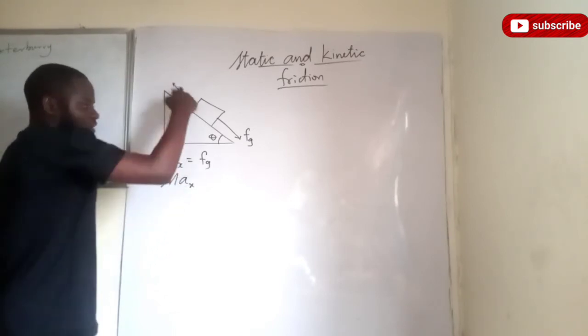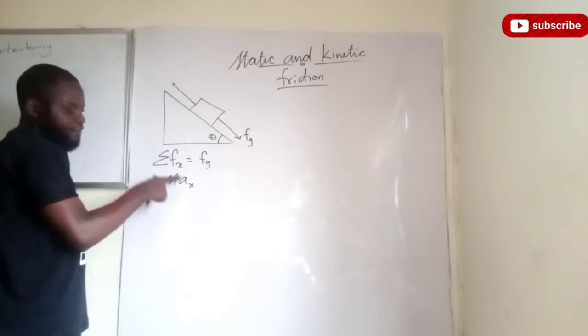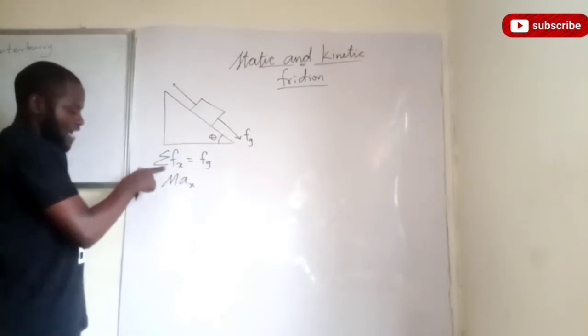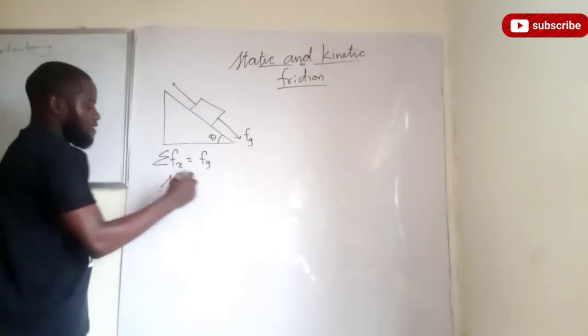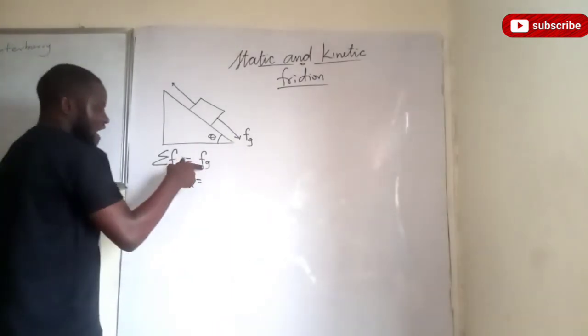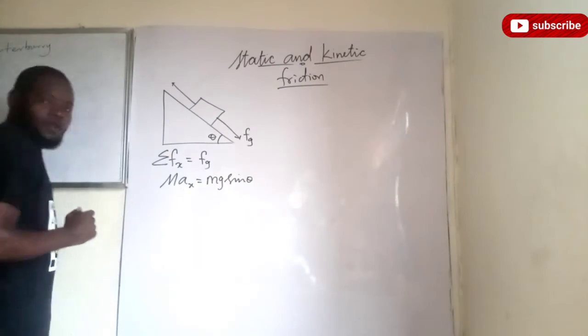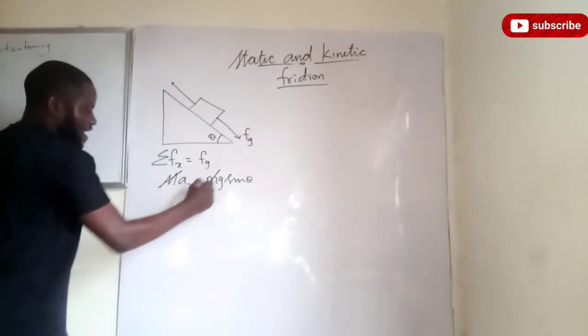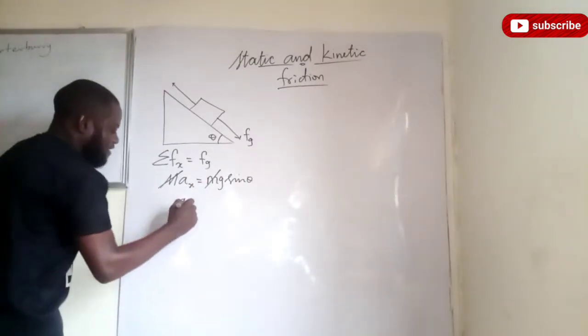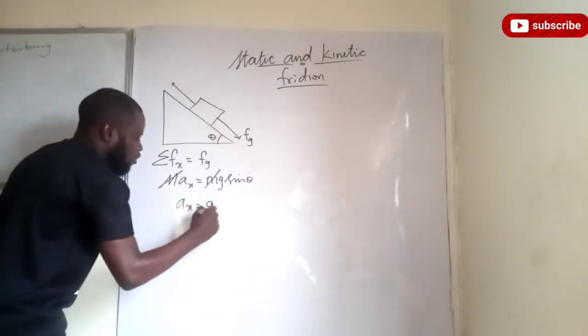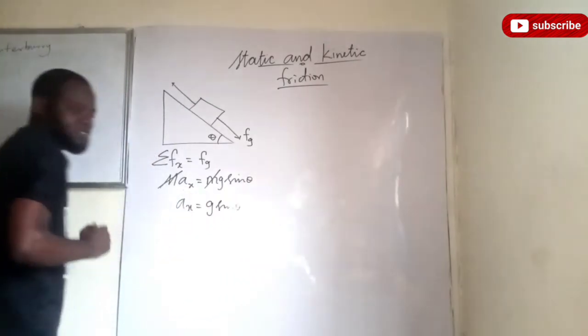The acceleration along the x component, from the second law of motion: F equals ma. So this is then equal to Fg, which is mg sine of theta. Are we there now? So the mass cancels. Then we have that the acceleration is equal to g sine of theta.